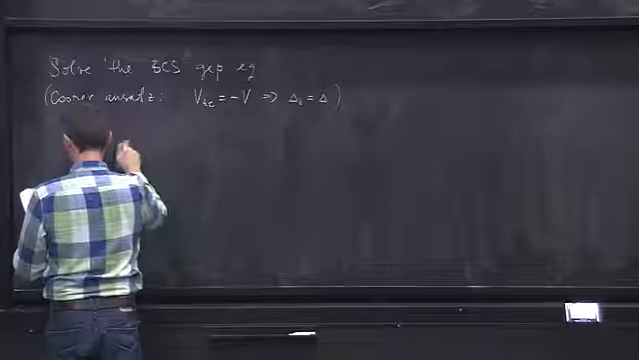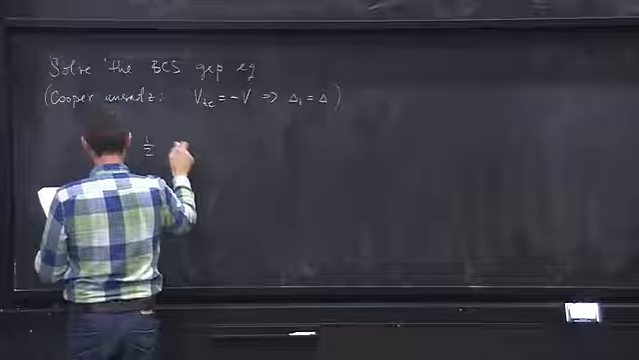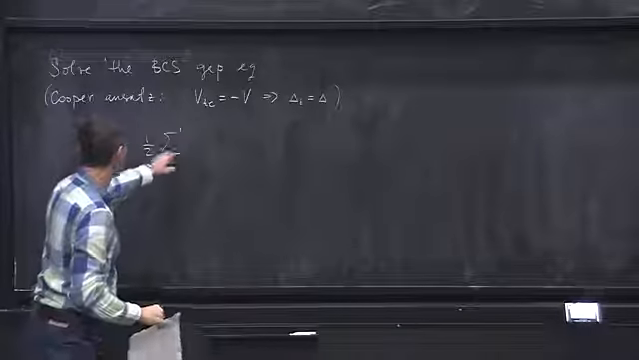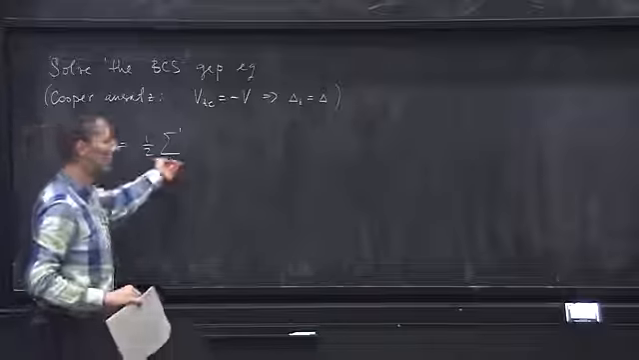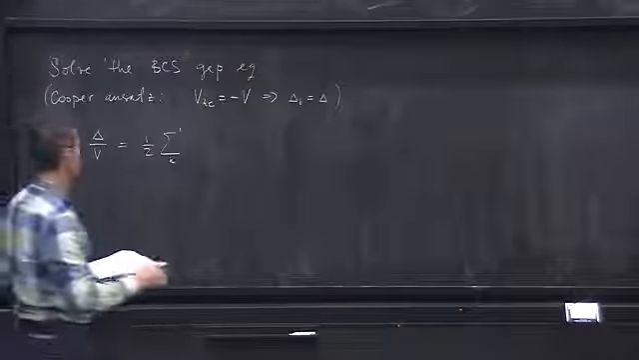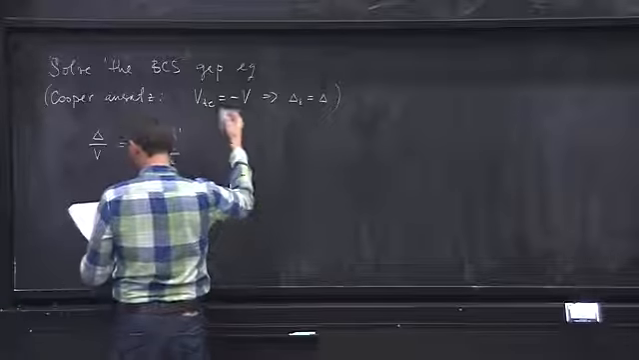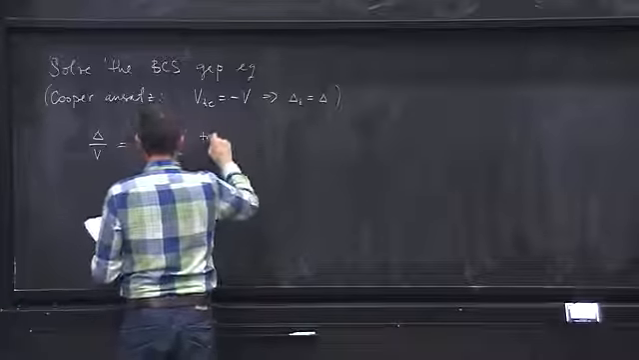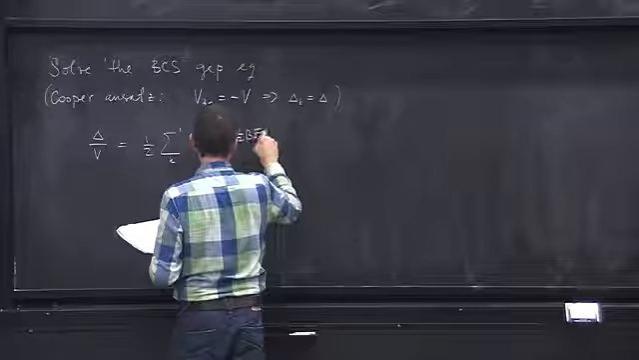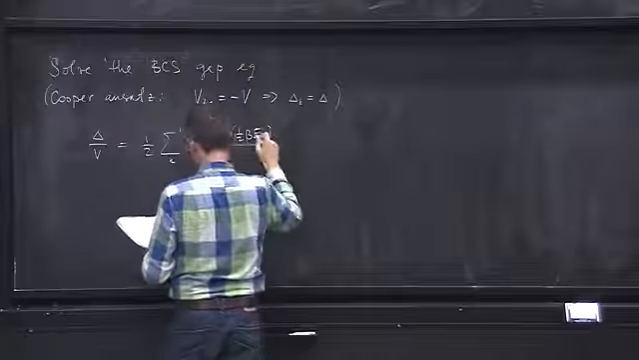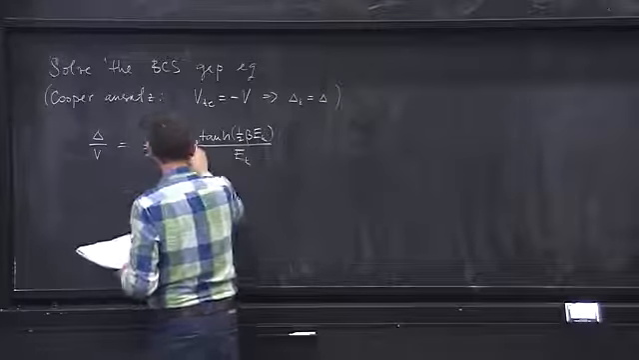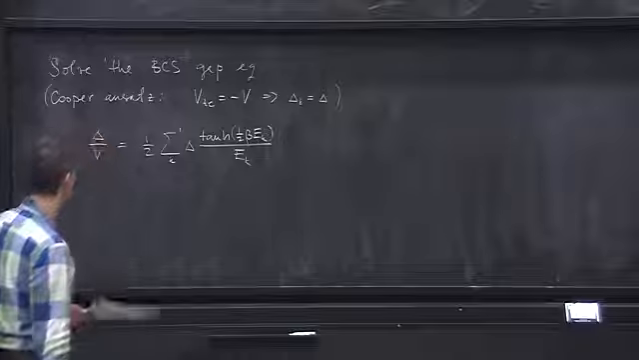Delta over V is equal to 1/2 sum over k with this prime, where the prime means that my summation is only allowed over a range of momenta close to the Fermi surface as before. And then I have tanh of 1/2 beta E_k divided by E_k, and I should have delta here as well.